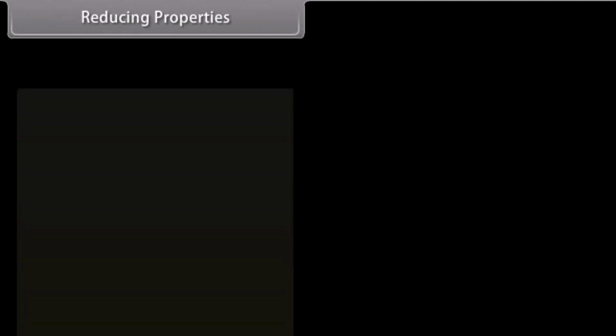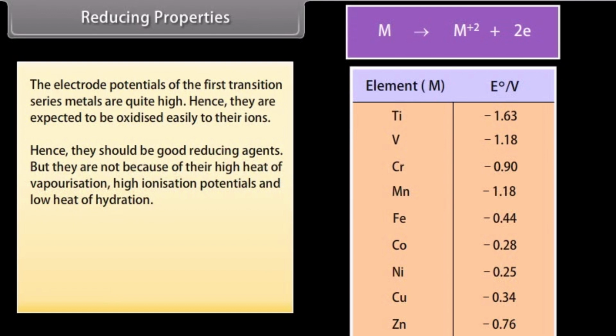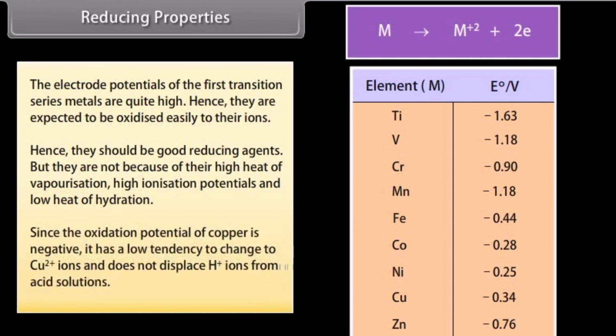Reducing properties. The electrode potentials of the first transition series metals are quite high. Hence, they are expected to be oxidized easily to their ions. Hence, they should be good reducing agents. But they are not, because of their high heat of vaporization, high ionization potentials, and low heat of hydration. Since the oxidation potential of copper is negative, it has a low tendency to change to Cu2+ ions and does not displace H+ ions from acid solutions.